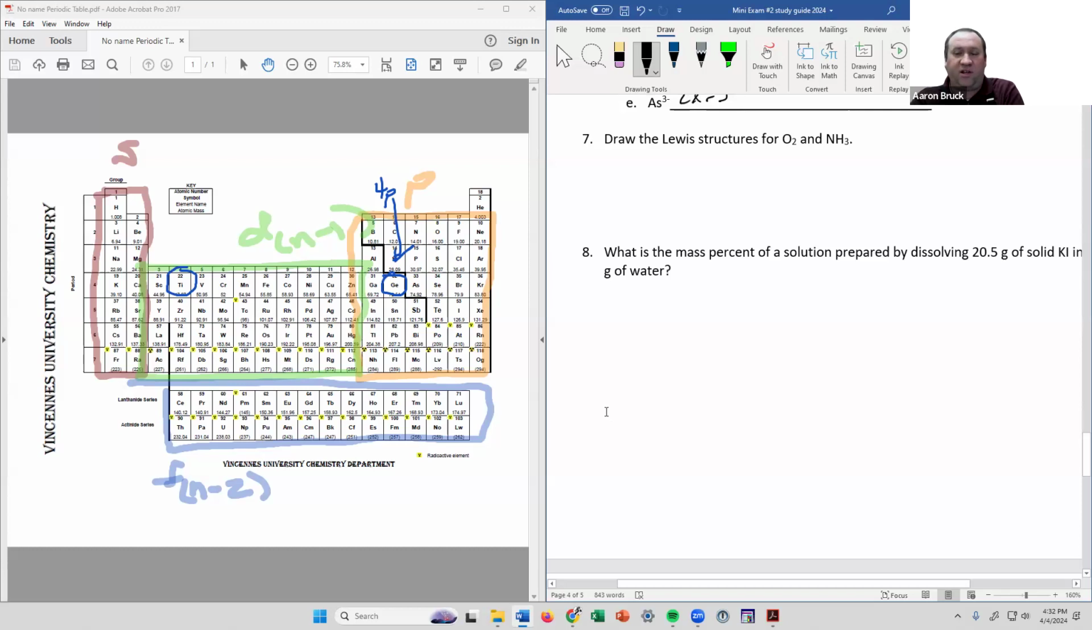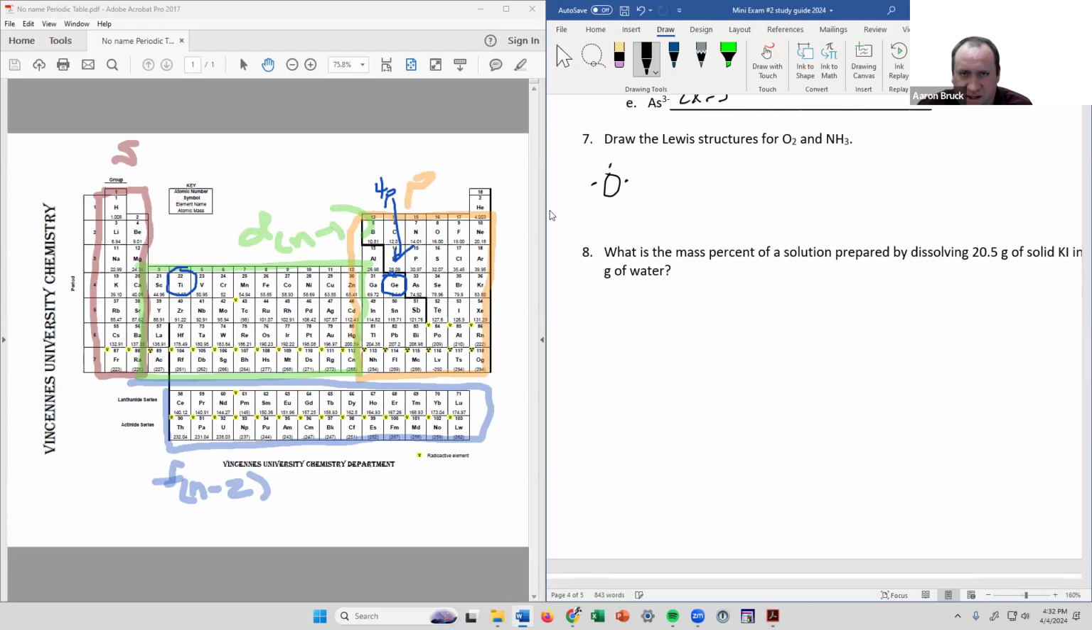All right, for question 7. Question 7 is about Lewis structures for oxygen and ammonia. This is a chapter 10 kind of thing. What we need to do is the Lewis dots. So for oxygen, oxygen is here in group 16. It's going to have 6 Lewis dots.